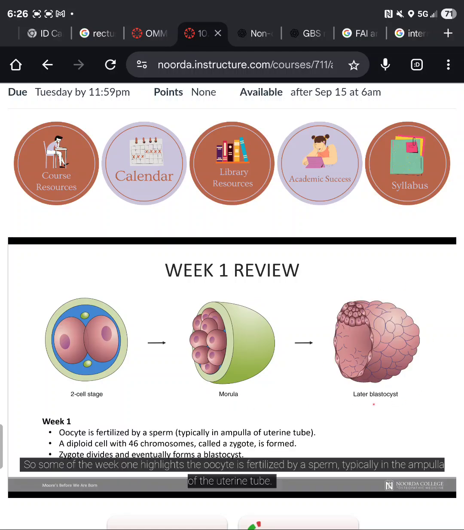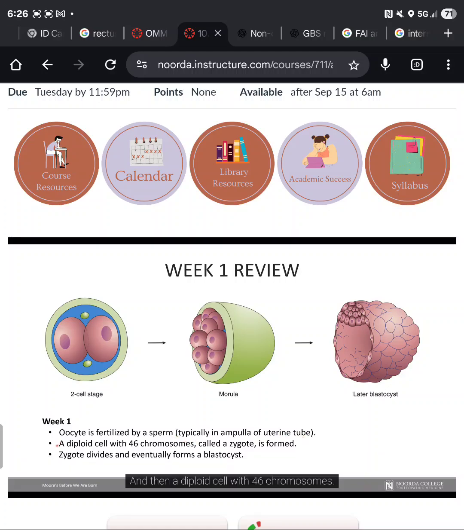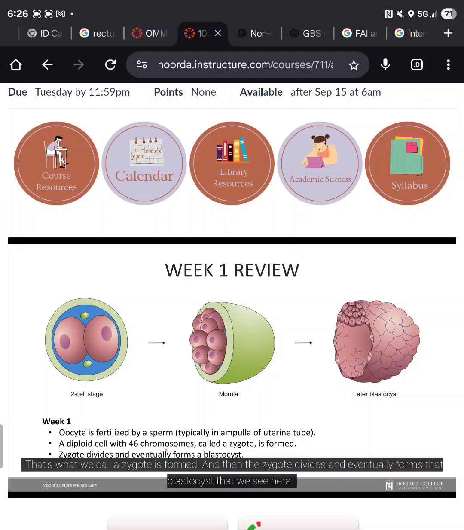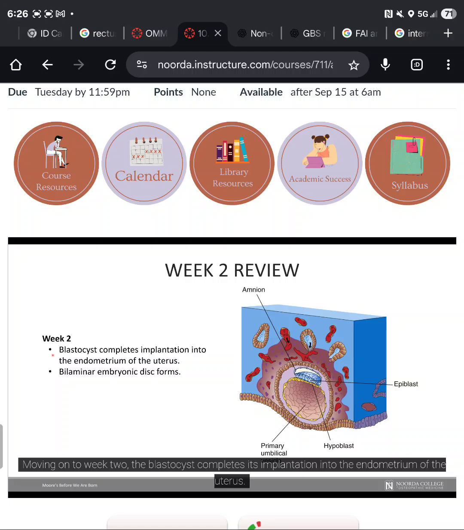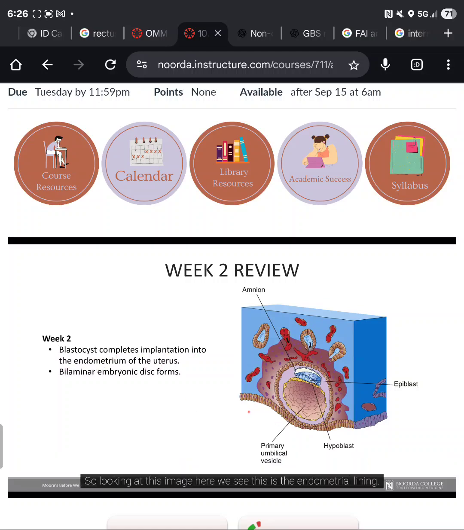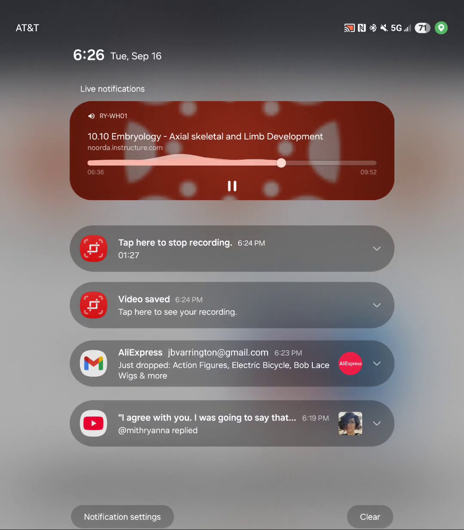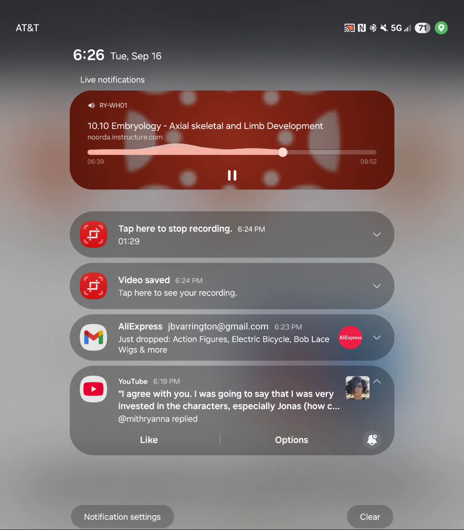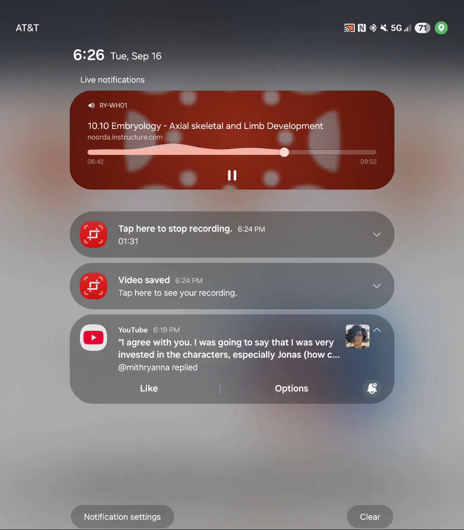So some of the week 1 highlights, the oocyte is fertilized by a sperm, typically in the ampulla of the uterine tube. And then a diploid cell with 46 chromosomes, that's what we call a zygote, is formed. And then the zygote divides and eventually forms that blastocyst that we see here. Moving on to week 2, the blastocyst completes its implantation into the endometrium of the uterus. So looking at this image here, we see this is the endometrial lining. The blastocyst that we have here is now implanted into that lining. And then a bilaminar embryonic disc is now formed. So if we look here, we see we have this epiblast layer, then this hypoblast layer. So those 2 layers are what make up the bilaminar embryonic disc.